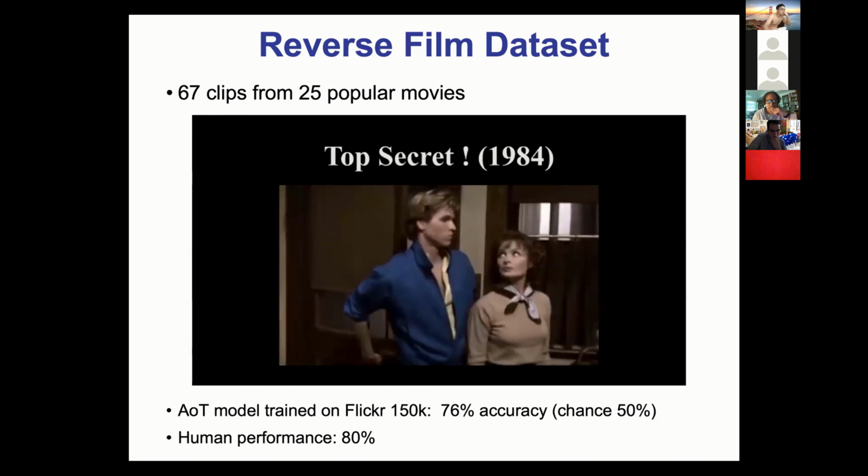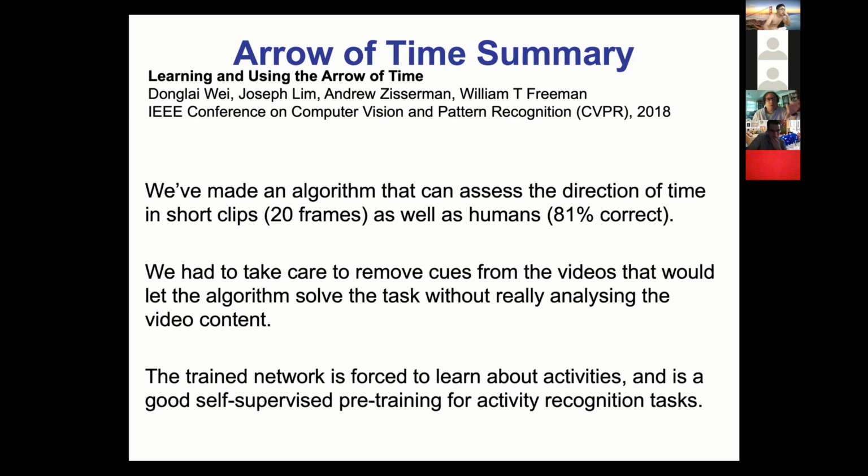Okay. So in summary, we've made an algorithm that can tell the direction of time in short clips, 20 frames, as well as humans can, which is about 81% correct. It took a lot of time and care to remove cues that let the algorithm cheat and solve the problem without actually analyzing the video content, but we've solved that problem, we think. We've removed those cues. And if you force a network to find the direction of time, you force it to have a somewhat high-level interpretation of what's going on in the video sequence.